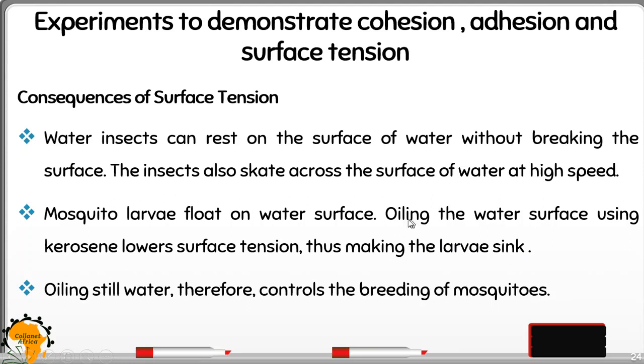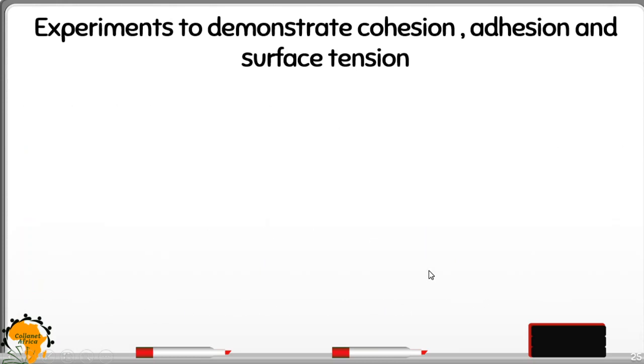By oiling, it is like you are adding impurities to your water, and we have seen that by adding impurities, you lower the surface tension, and this will make the larvae sink. Therefore, oiling will control the breeding of mosquitoes.